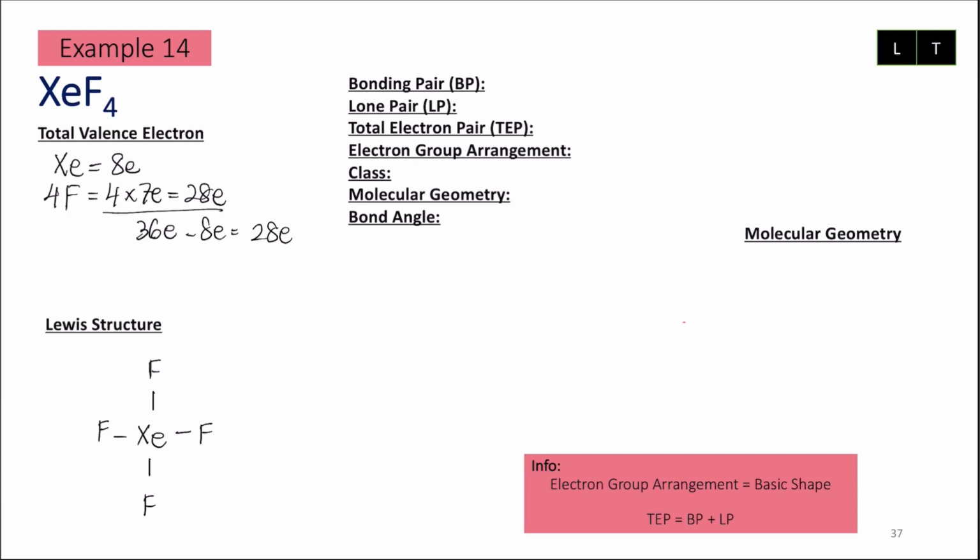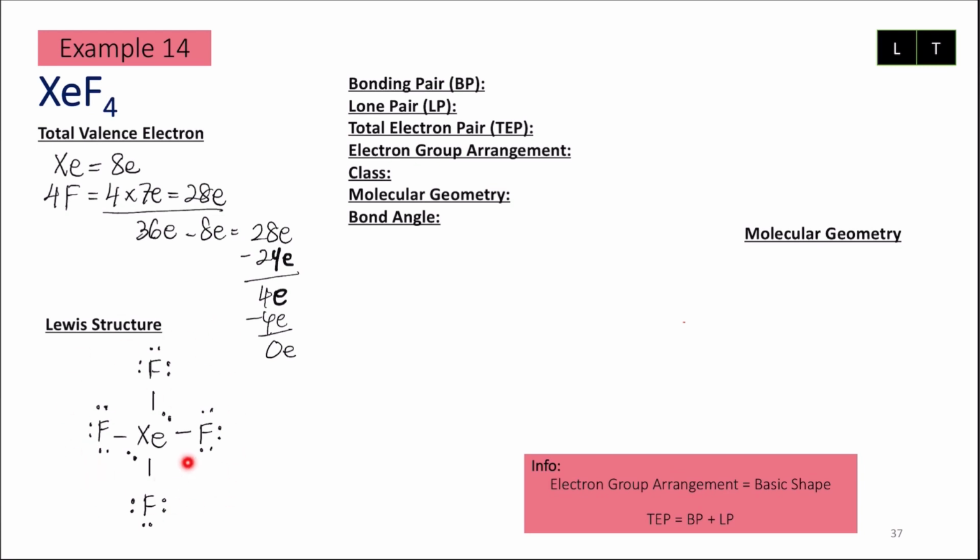So each fluorine got 3 bonding pairs, like this one. So we use up already 24 electrons. So the leftover will be 4 electrons. So these 4 electrons I'm going to put at the central atom. And after that, minus 4 electrons, you got 0 electron left. Now, this is my Lewis structure for XeF4.